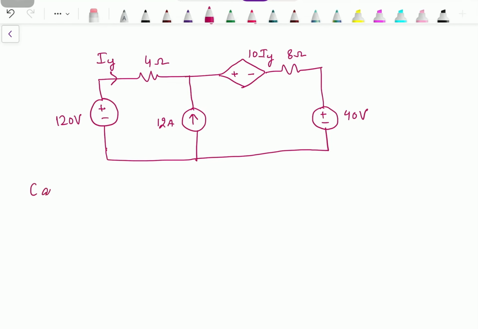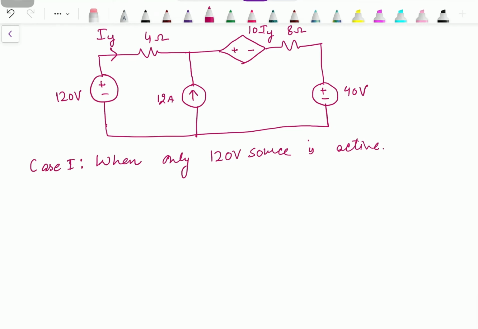Case 1, when only the 120 volt source is active. When only the 120 volt source is active, it will be there in the circuit. This 12 ampere current source is replaced by an open circuit.